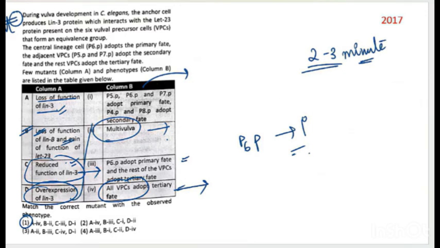Then overexpression of Lin3, there are chances 1, 4, 5, and 6, all of them adopting the primary fate only, right? So remember about all of this, that how does the loss occur, and what the final functionality will be, right? In the examination, you can easily get questions like this. In 2017, this was asked. Is the question clear to all? Did you understand the question, everyone? Yes. You'll get such type of questions only in the main examination. So make sure that you remember all of them.